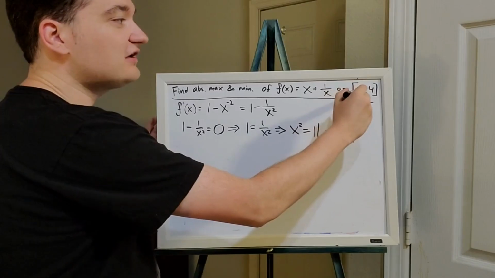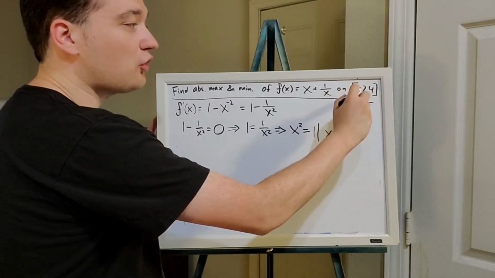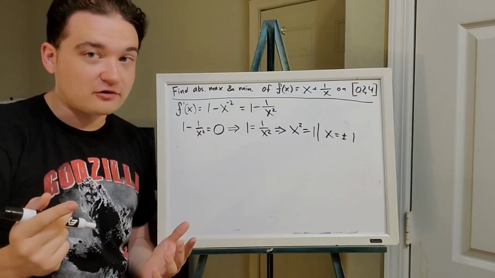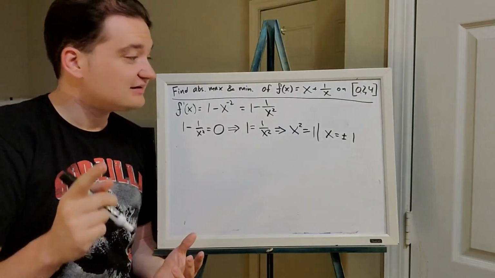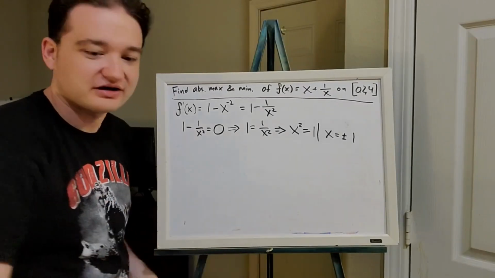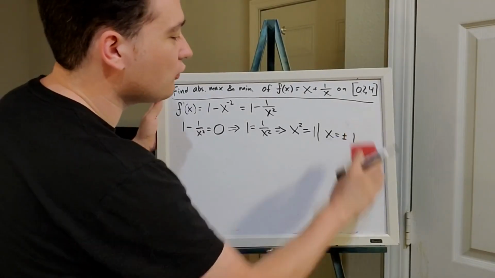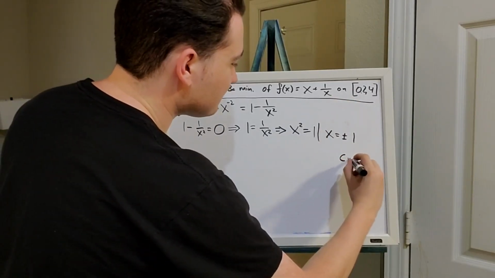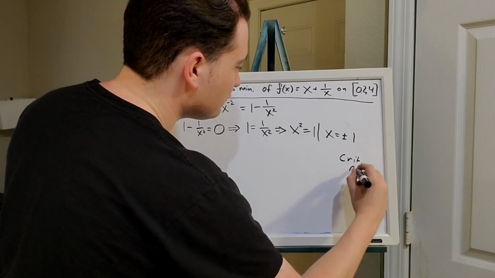But we're only concerned with points between 0.2 and 4. 1 is between 0.2 and 4, but -1 isn't. I know it's kind of a duh, but I'll bring it up anyways. So we're only concerned with x equals 1. Let me put this in a box. Critical points.